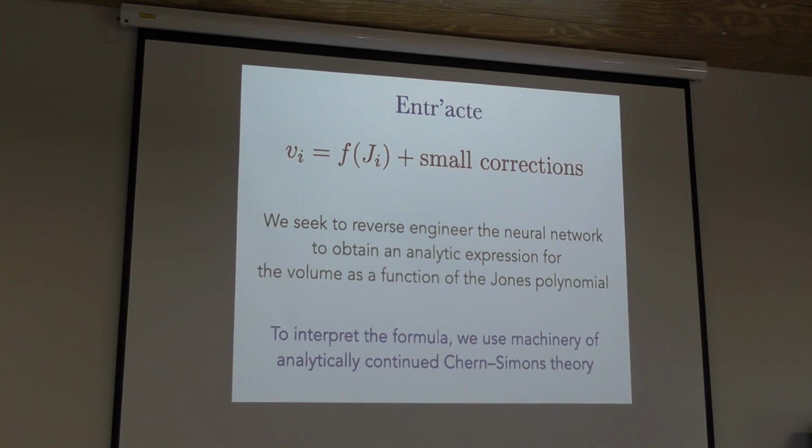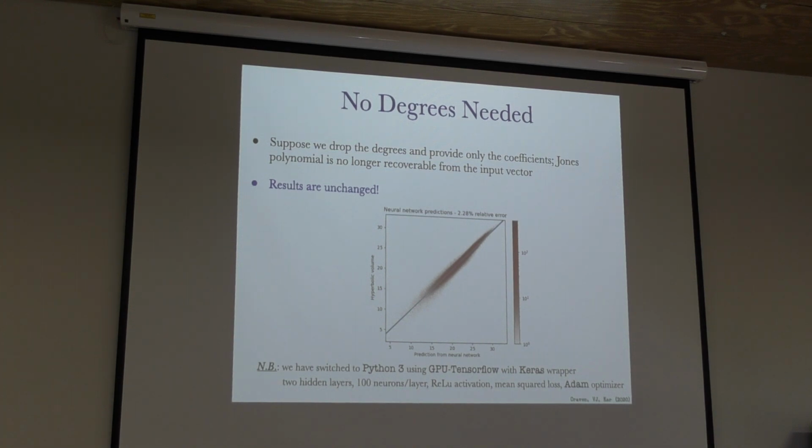So we want to reverse engineer your network to obtain something which is more analytic. And we want to interpret this formula, and we can do this with analytic transcendence theory. Okay, so when we were playing with this, my student noticed that if you just include the coefficients, but not the degrees, results are essentially unchanged. So you're putting in an input from which you can't recover the Jones polynomial, getting the same answers.